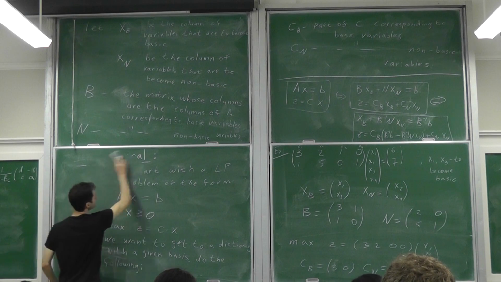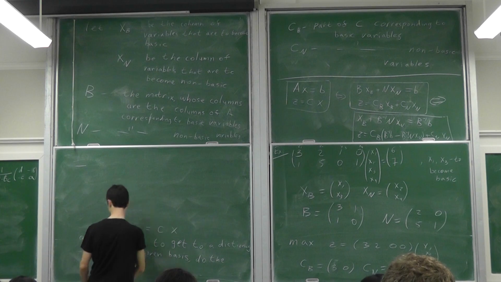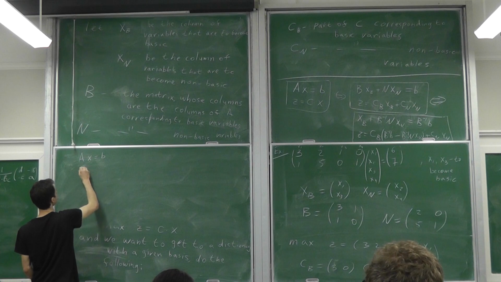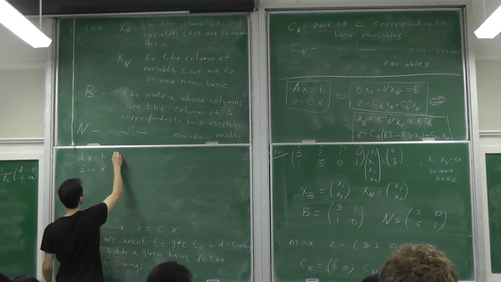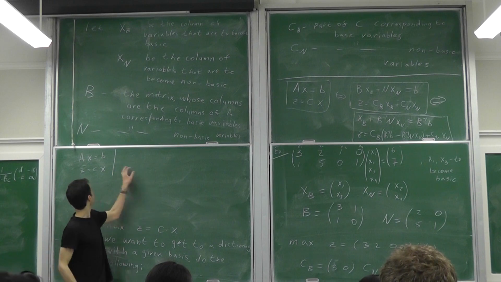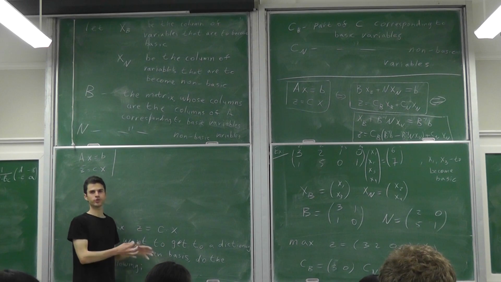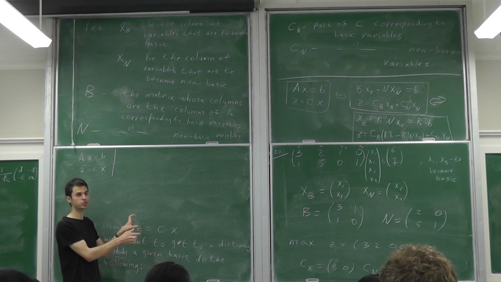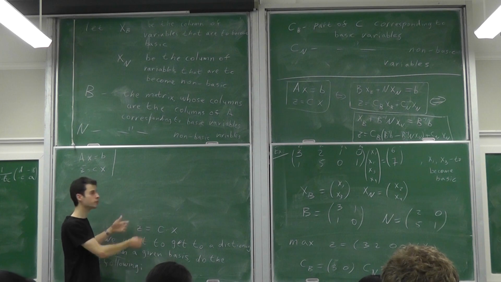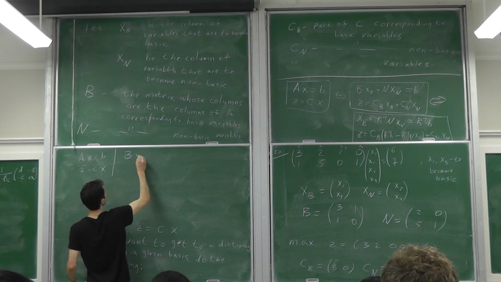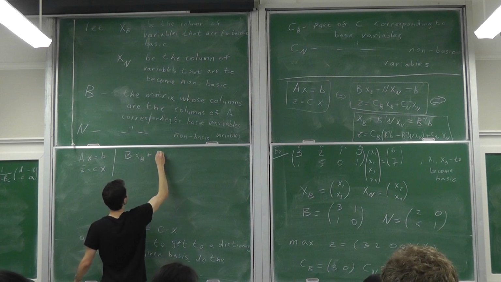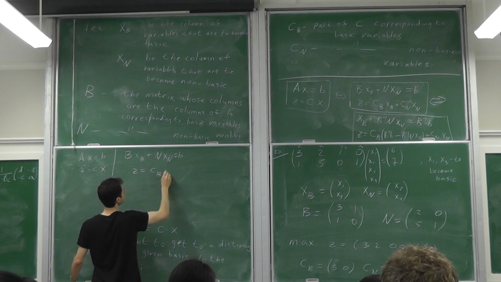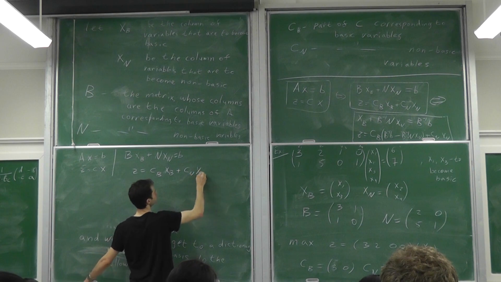So let me write down the result. If I want to make the original system Ax is equal to b and z is equal to cx into a system where a known part of the variables is the basis, I do the following. I separate the system into its connection with the basic variables and the one with non-basic variables: B x_B plus N x_N is equal to b and z is equal to c_B x_B plus c_N x_N.